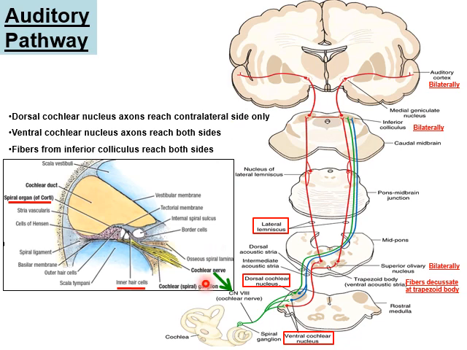So again, the four order neurons that we have: the first order neuron is the cochlear or spiral ganglion. The second order neuron is the cochlear nuclei, ventral and dorsal, and their axons. The third order neuron is the inferior colliculus. The fourth order neuron is the medial geniculate nucleus of the thalamus.